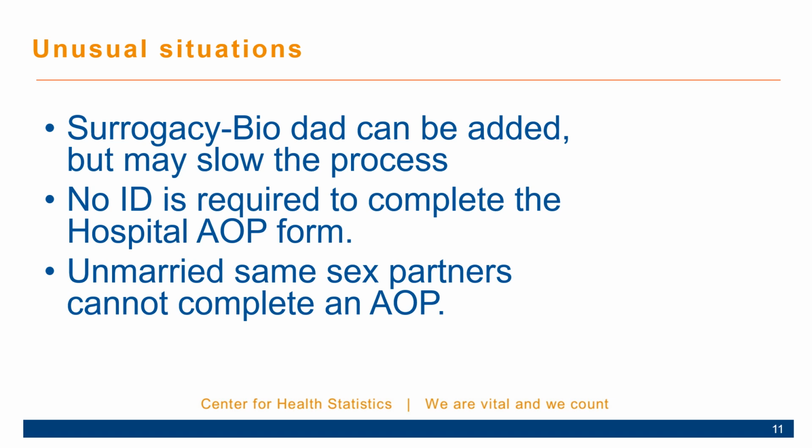There are some unusual situations or questions that may come about when you are dealing with acknowledgments of paternity. The first one is a surrogacy situation. If the mother is unmarried, then the biological father can be added to the record by completing the acknowledgment of paternity. However, adding the biological father using an AOP may actually slow the process down if adoption paperwork with the father's information has been submitted by an attorney. So it's important to let your parents know that if they are in a surrogate situation, they may want to wait for the adoption process, as that generally is a quicker option.